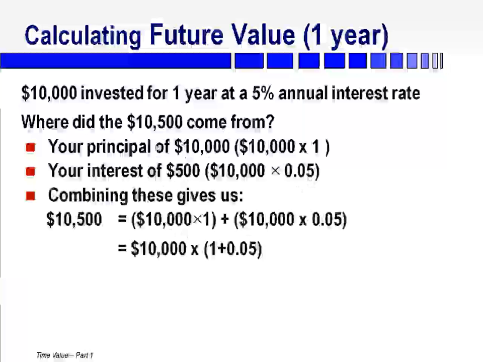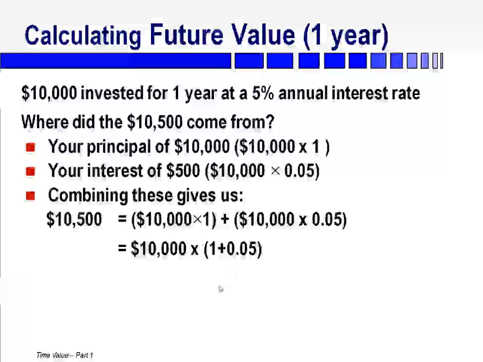So putting those last two statements together, that 10,500 is equal to 10,000 times 1, the principal, plus 10,000 times 0.05, and that's the interest. So taking the 10,000 outside the parentheses and combining these two, we get 10,000 times 1.05. 10,000 times 1 plus 0.05.